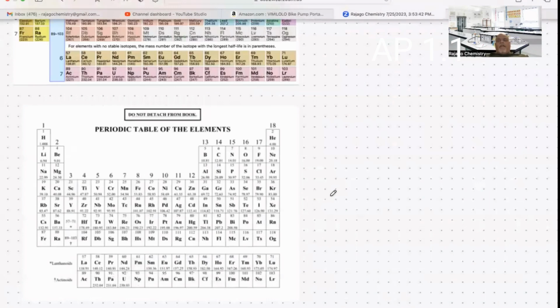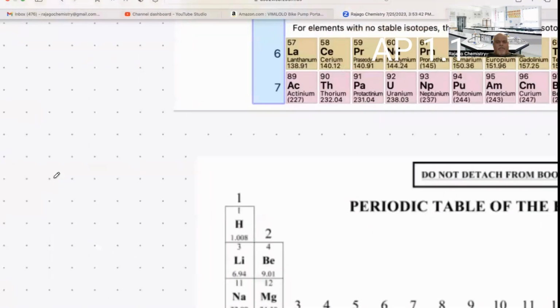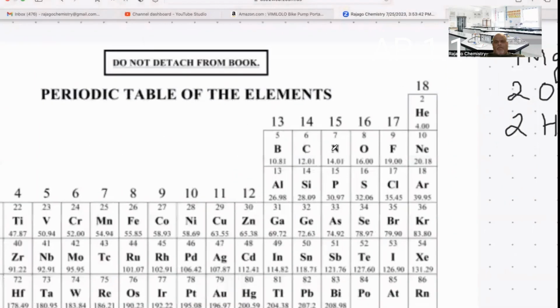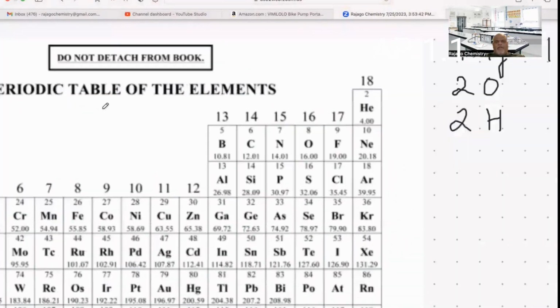So let's see how to find the molar mass. Magnesium hydroxide, find out what is the molar mass. If there is no number, there are two oxygens and two hydrogens. So one times the molar mass of magnesium from here, plus the other molar masses.